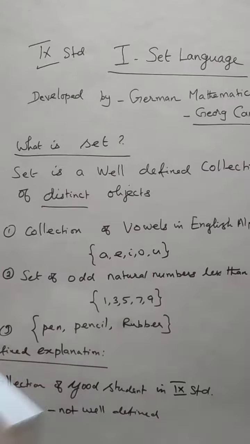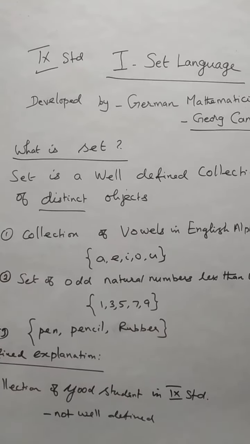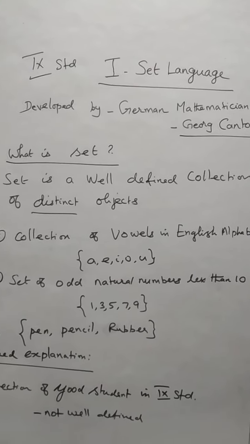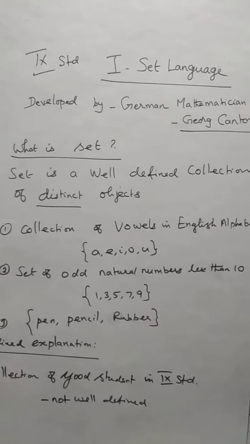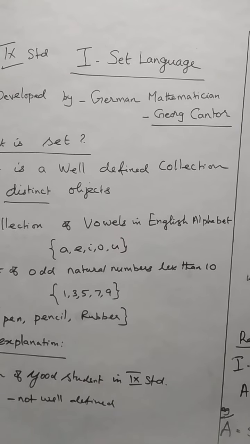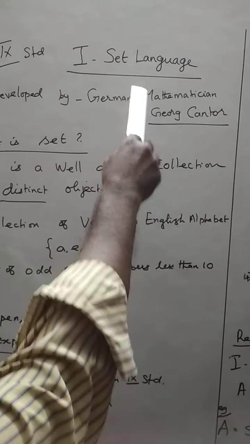Hello, now we are going to study the 9th standard syllabus. The first chapter is set language. The set language was developed by a German mathematician, Georg Cantor. Georg Cantor developed the set theory.